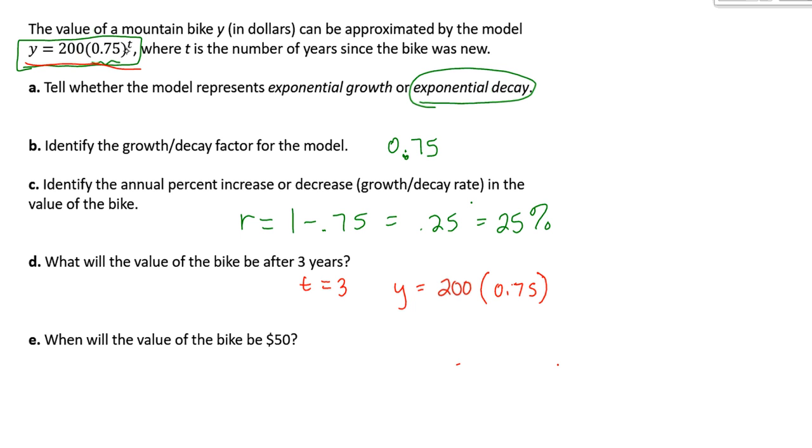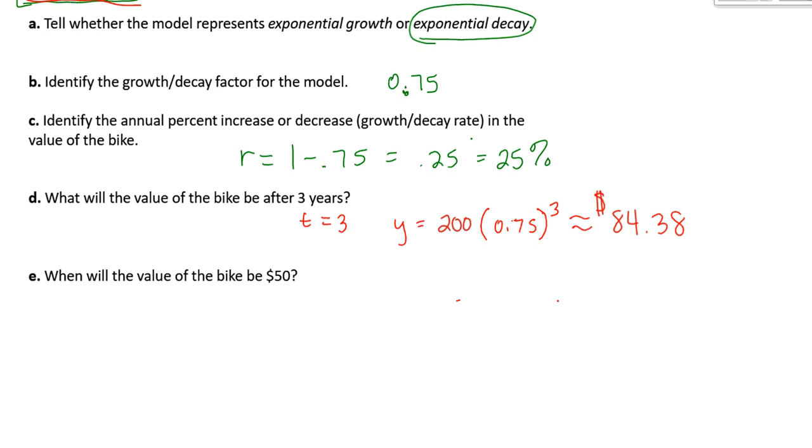It's to the t power, but the t is actually 3 here. So if you calculate that out, I get about 84.38, and that's the value in dollars. So $84.38 is the value left of the bike.